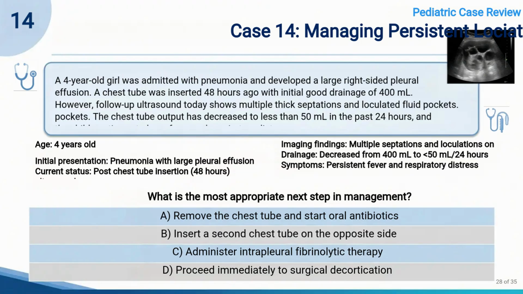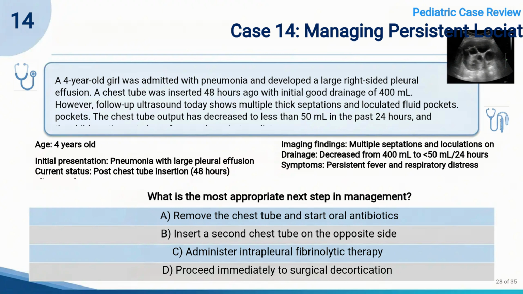Case 14. A 4-year-old girl was admitted with pneumonia and developed a large right-sided pleural effusion. A chest tube was inserted 48 hours ago with initial good drainage of 400 milliliters. However, follow-up ultrasound today shows multiple thick septations and loculated fluid pockets. The chest tube output has decreased to less than 50 milliliters in the past 24 hours, and the child continues to have fever and respiratory distress. What is the most appropriate next step in management?